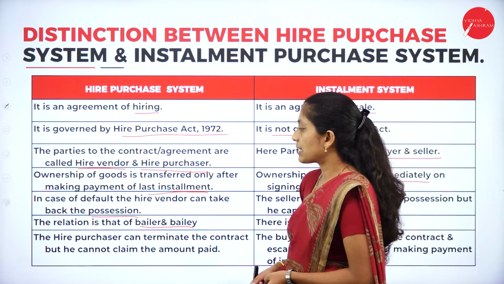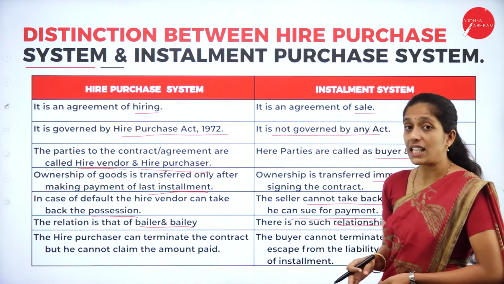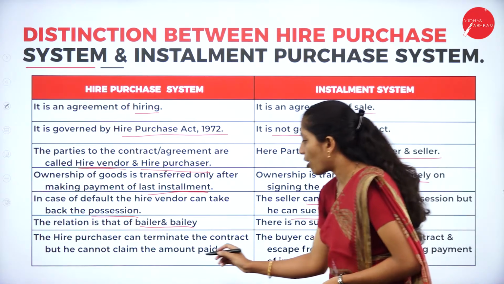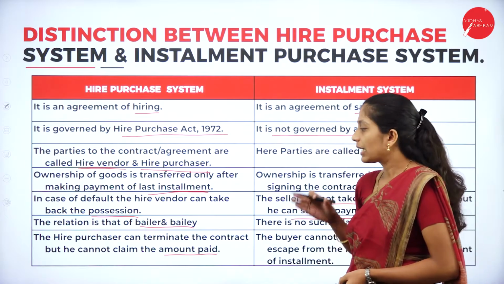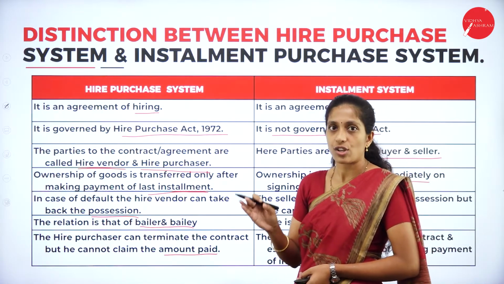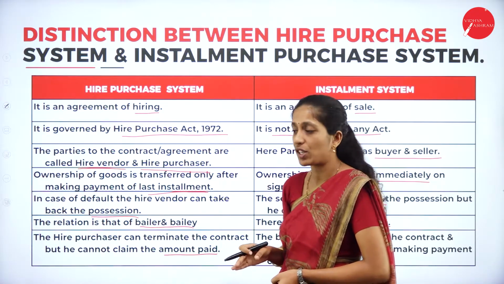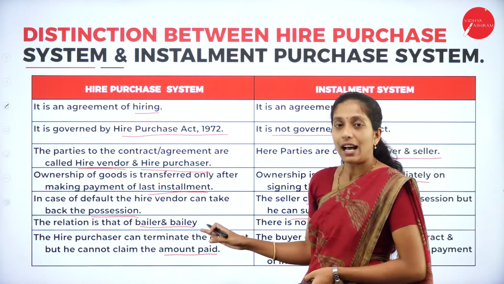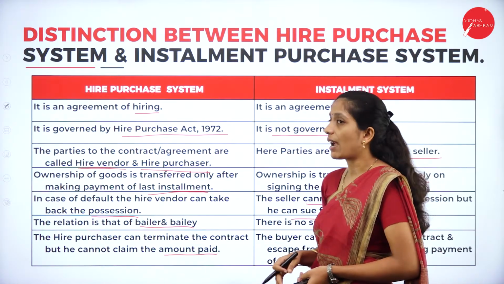And the next difference is that the hire purchaser can terminate the contract, but he cannot claim the amount paid. So here the hire purchaser can terminate the contract. So as I told, there should be an agreement between the hire seller as well as hire purchaser. So here the hire purchaser can terminate the contract but cannot claim the amount paid.